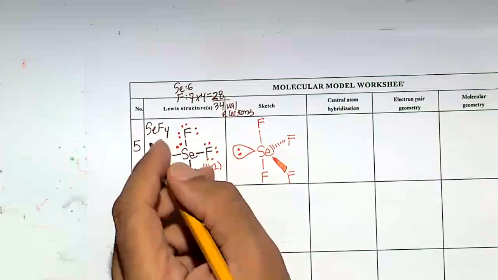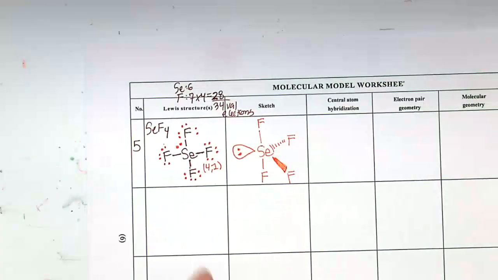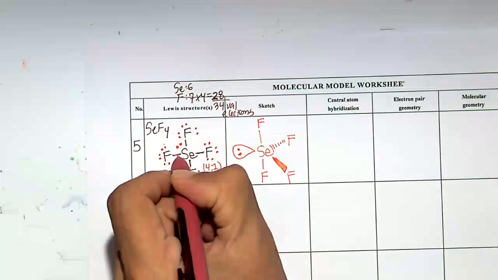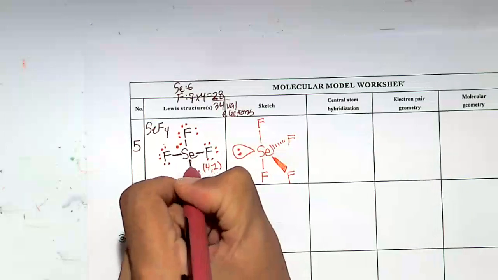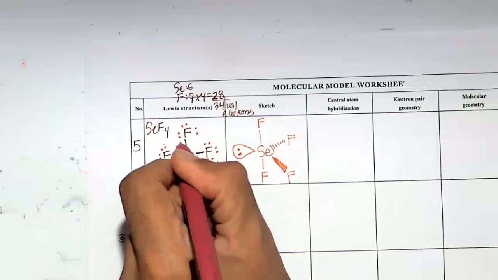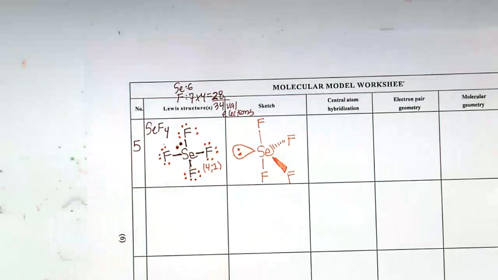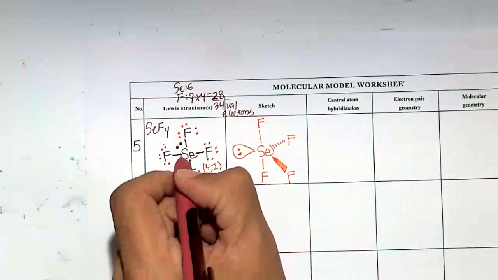Let's do this formal charge here just for a second. Let's go back here. Formal charge of the selenium: 1, 2, 3, 4, 5, 6. What is selenium happy at? Same as oxygen, 6. What's 6 minus 6? 0. Formal charge 0.